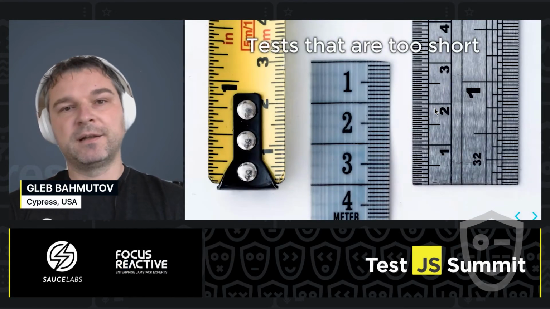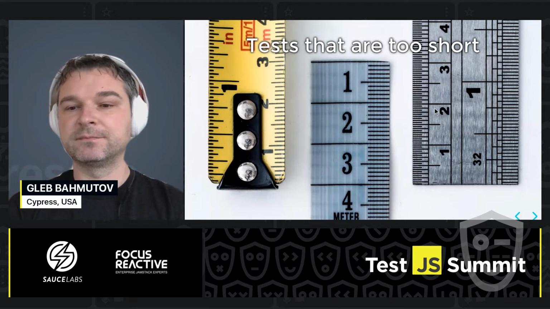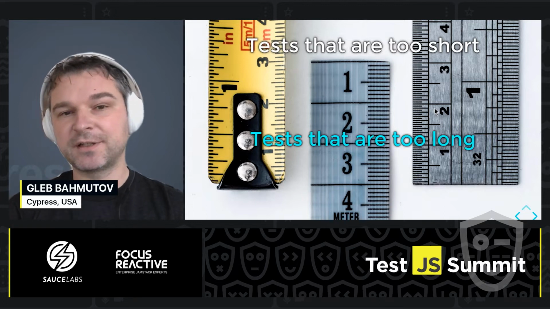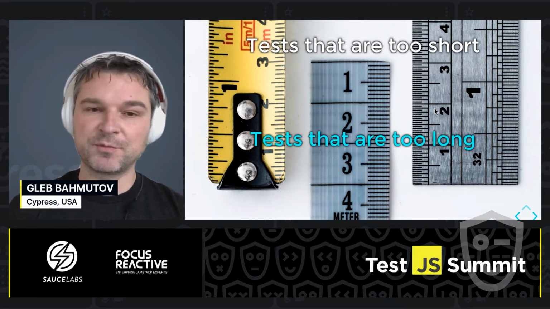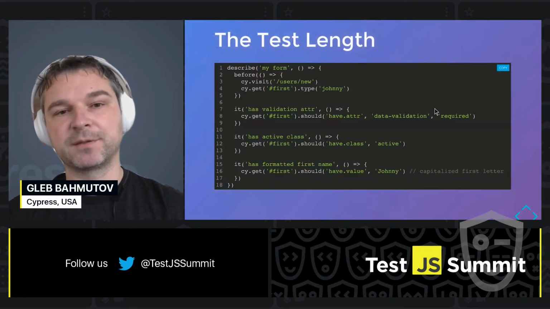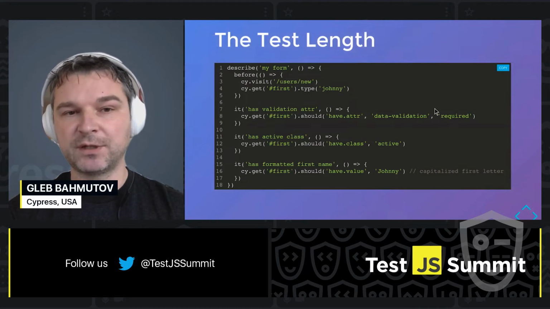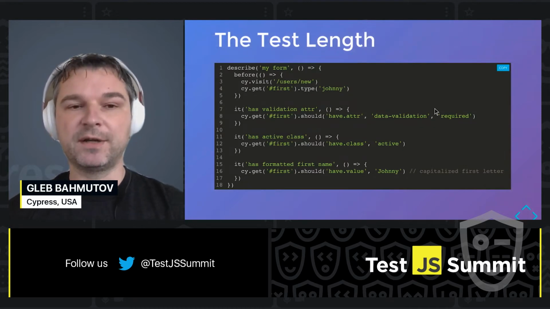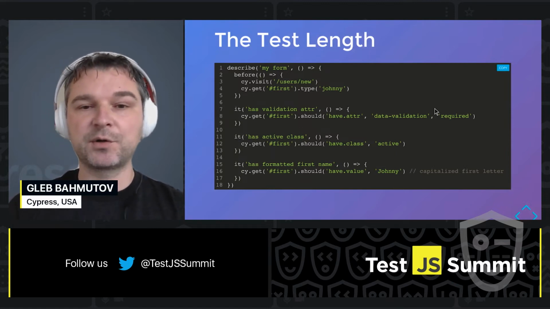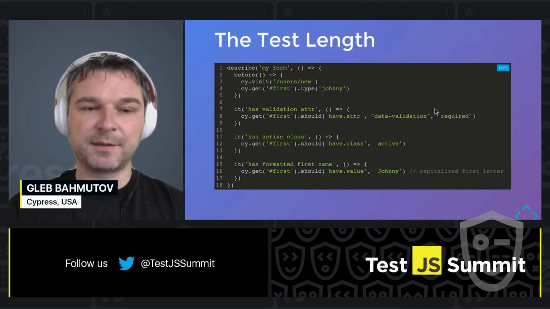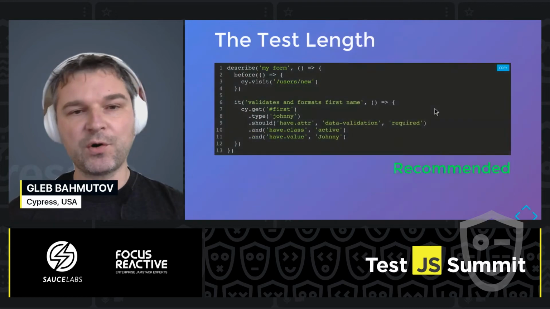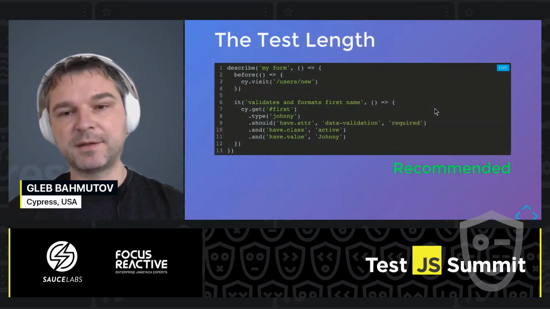We often see end-to-end tests that are way too short. On the other hand, sometimes we see tests that are way too long. It's kind of a contradiction. You don't want to have too much money or not enough money. But here's an example of a test that are too short. I think these tests were written by someone who's used to unit test, where every test just has one assertion. In this case, we're getting an input element and asserting every attribute in a separate test. This is way too short. It's unproductive. We recommend putting all assertions related to that element into a single test.